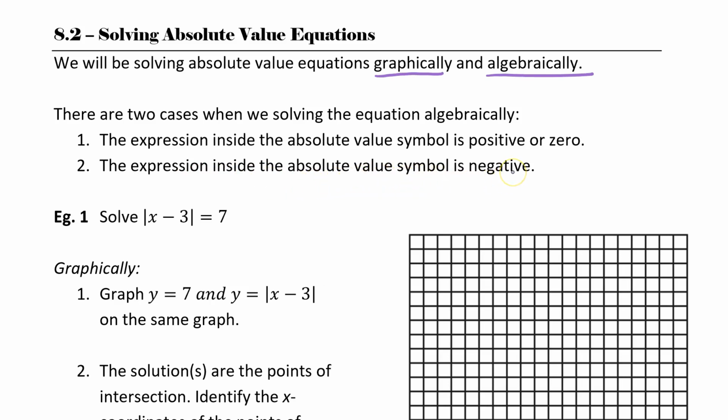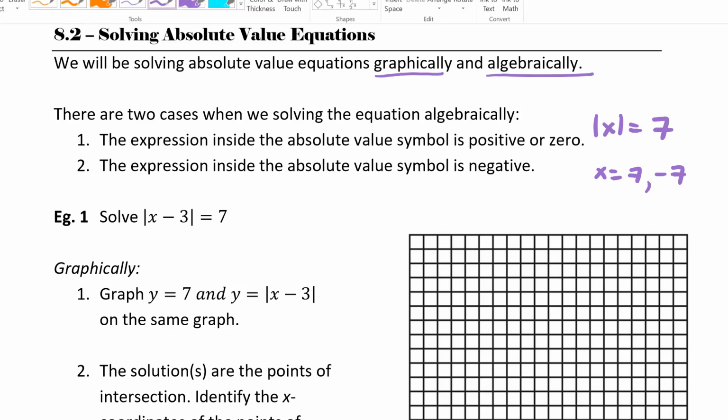value symbol is negative. So if I said the absolute value of x equals 7, that means that x can equal positive 7, or it can equal negative 7, because if I substitute negative 7 in for this x, the absolute value of negative 7 is 7. So that means that would be a potential solution for x as well. So let's just see how this all works out graphically. So I'm going to first graphically solve this.